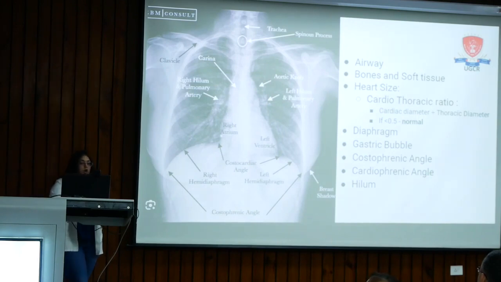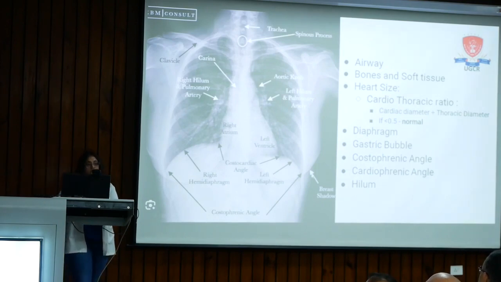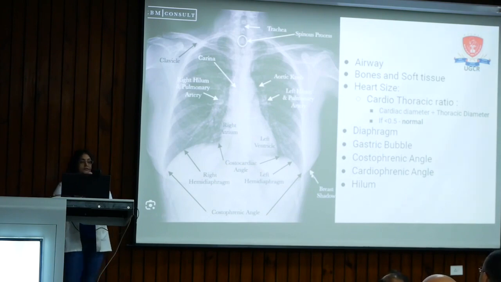Do not forget to notice costophrenic and cardiophrenic angles, because blunting of these angles will definitely indicate a pathology. This is the right hemidiaphragm and this is the left hemidiaphragm. Left hemidiaphragm is slightly lower than the right hemidiaphragm due to the weight of the heart.